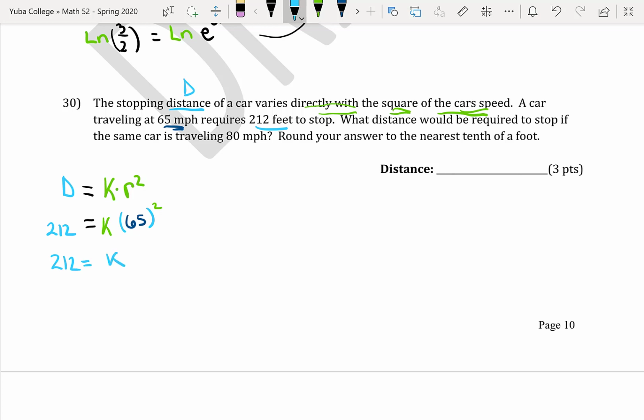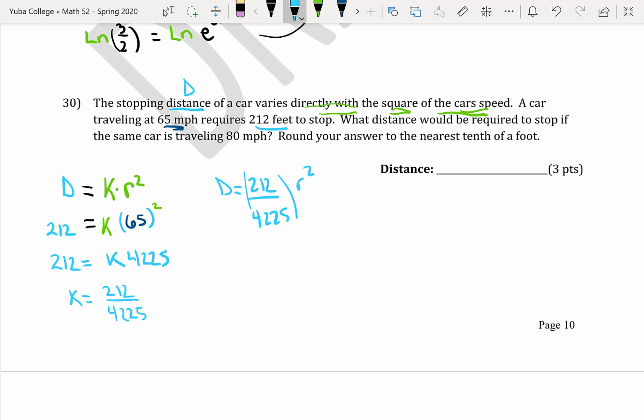So now we have our distance formula. I'm not going to reduce, I'm just going to put it in here. I'm not sure if they have anything in common. So now here is the equation. We can answer anything they throw at us. If they give us distance, we can find the rate. If they gave us the rate, we can find the distance it would take to stop. So what distance would be required to stop the same car that is traveling 80 miles per hour?